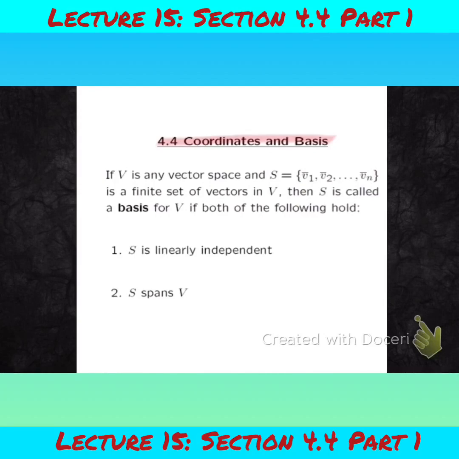So a basis is actually a ground from which you can work to construct your vector space. Right, so V is a vector space, and you're given a set of vectors. And this set S is a finite set of vectors in V. Then we say that S is called a basis for V if both of the following hold. Firstly, S is linearly independent, and S spans V.